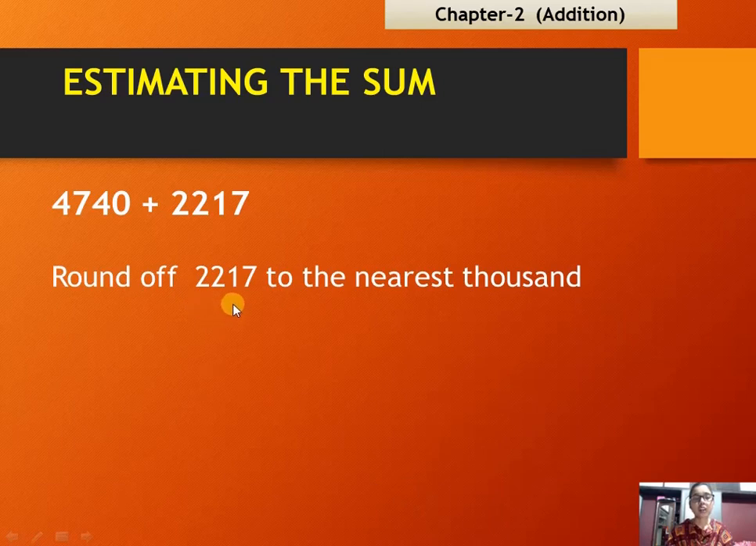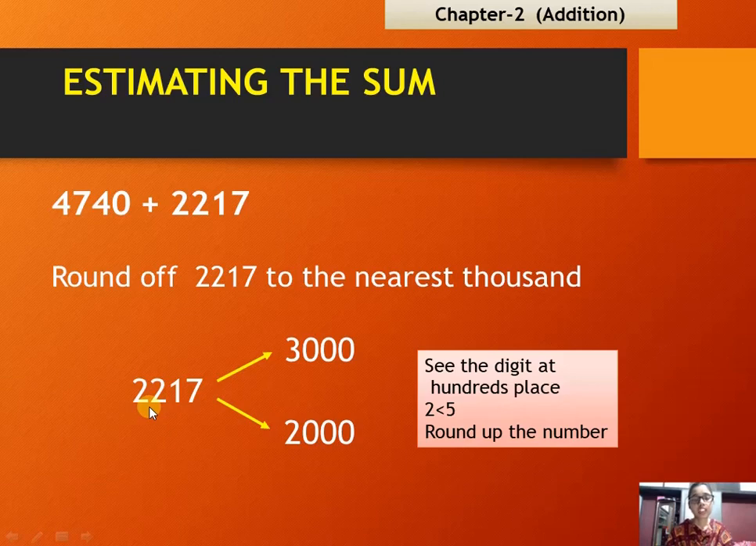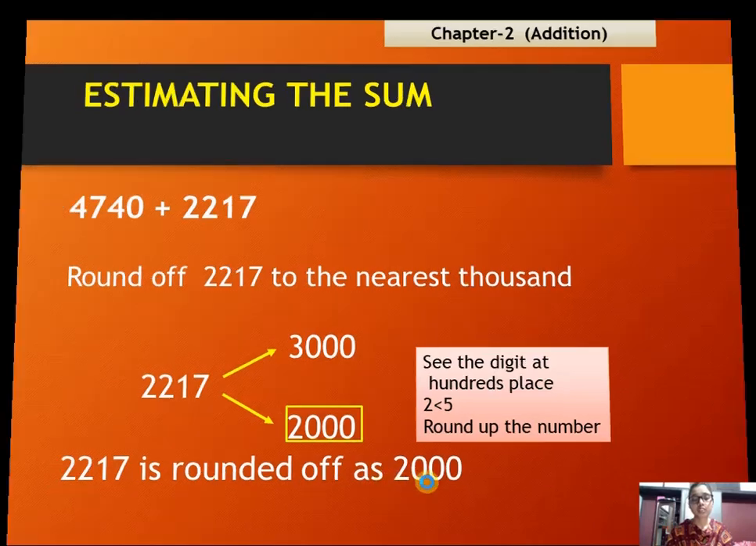Round off 2,217 to the nearest thousand. So we know that this 2217 lies between 2000 and 3000. Now see the digit at hundreds place. The digit at hundreds place is 2, and we know that 2 is less than 5. So we will round down this number. 2217 is rounded off as 2000.